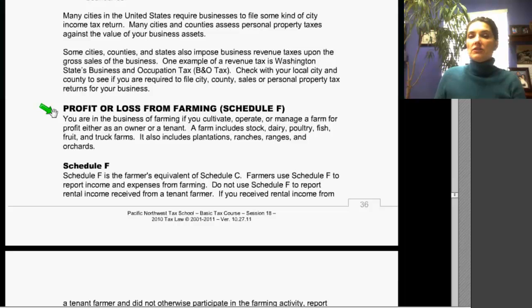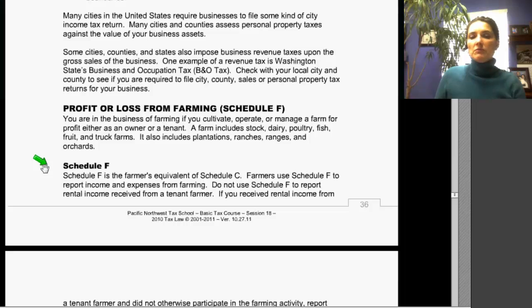And you file Schedule F if you are a farmer. You are in the business of farming if you cultivate, operate, or manage a farm for profit, either as an owner or a tenant. A farm includes stock, dairy, poultry, fish, fruit, and truck farms. It also includes plantations, ranches, ranges, and orchards.